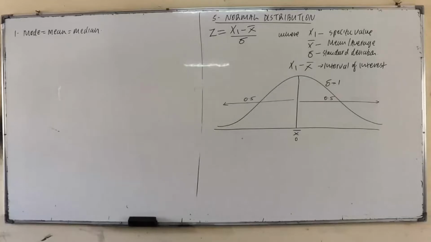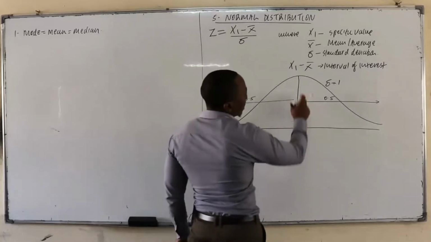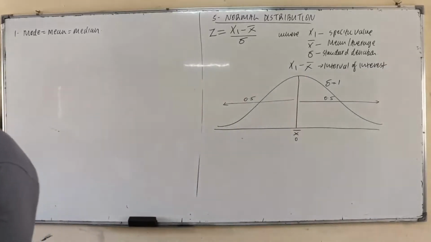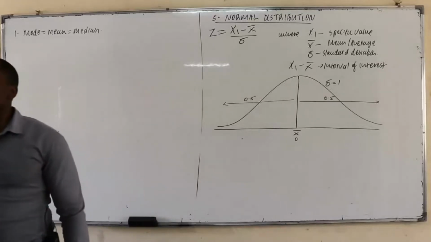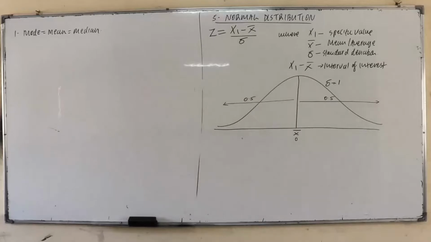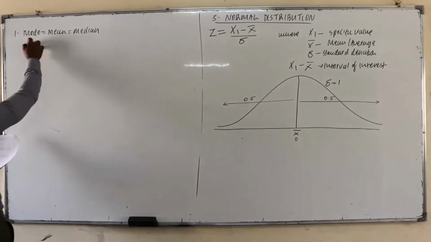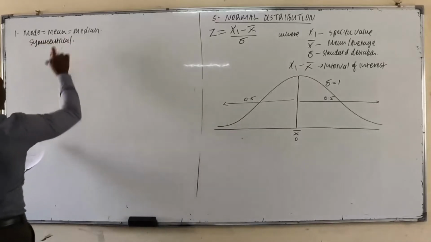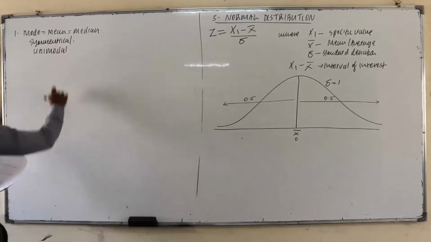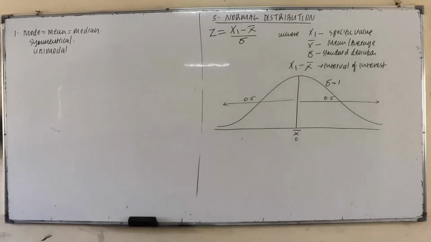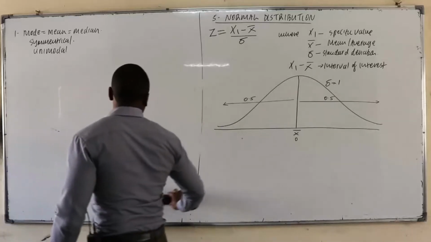Number three, the height of the normal curve is maximum at the mean. Number four, the normal curve is symmetrical. Another one, normal distributions are unimodal. Good, that's what you call the normal curve.